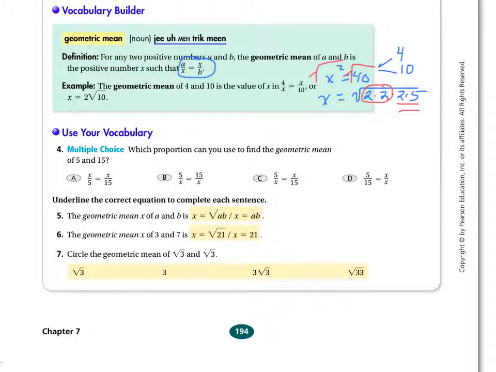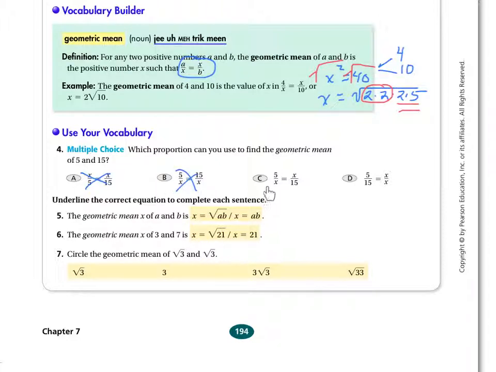And so we are going to use the geometric mean to find lengths. So which proportion, number 4, can you use to find the geometric mean of 5 and 15? On this proportion, are 5 and 15 on a diagonal to themselves? Nope. So we're going to cross that one out. On this one, are the 5 and 15 on a diagonal to themselves? Nope. So we're going to cross that out.